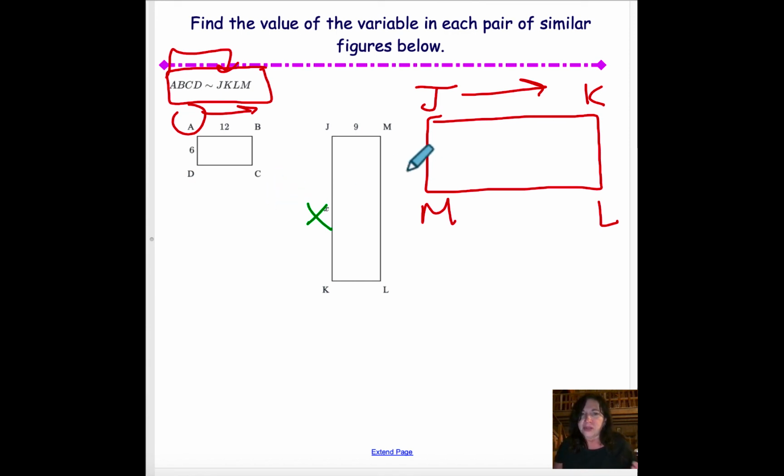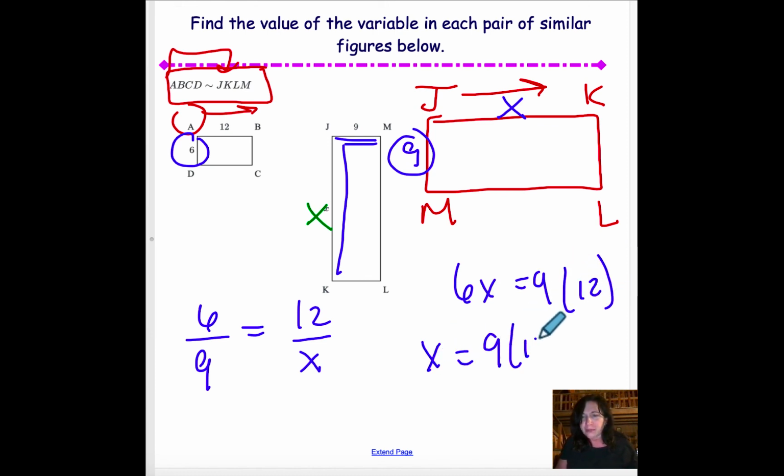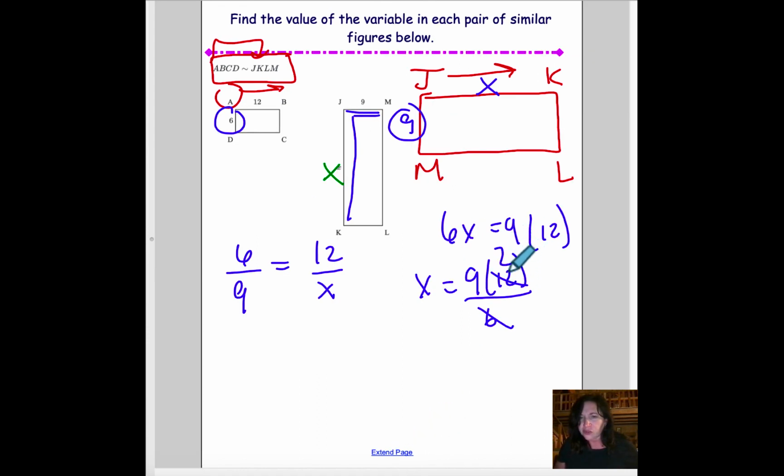And so putting these values in now, JM was 9, JK was x. So now I can write my proportion correctly. I can go 6 is to 9, so 6 is to 9 as 12 is to x. I'm going to cross multiply. I get 6x equals 9 times 12, and x equals 9 times 12 divided by 6. So I'm going to divide 6 into 12, and in doing that, I get 2. And then 9 times 2 is 18, which means that x right up here is equal to 18.